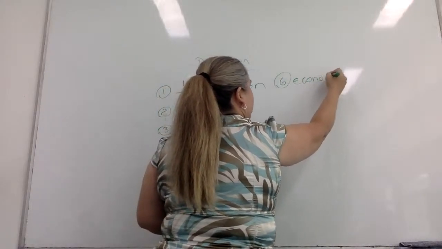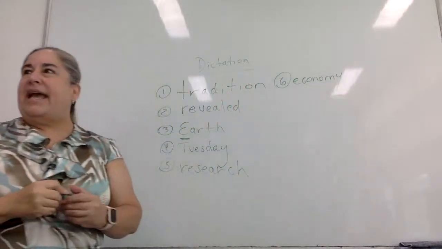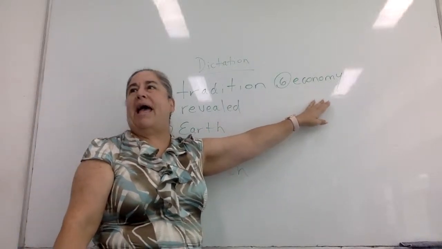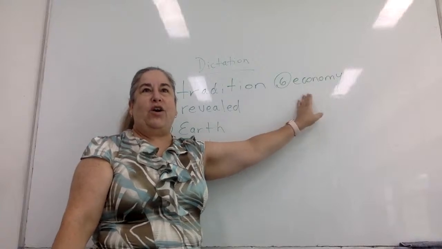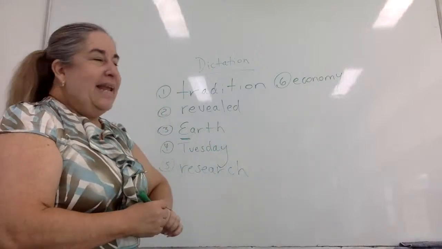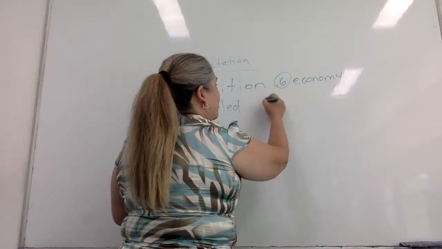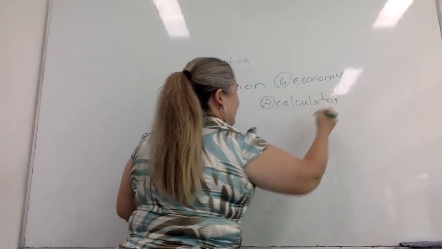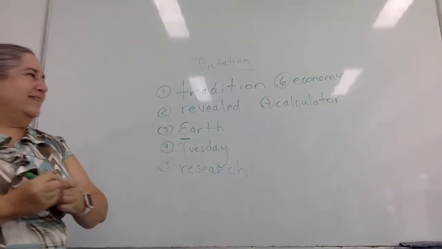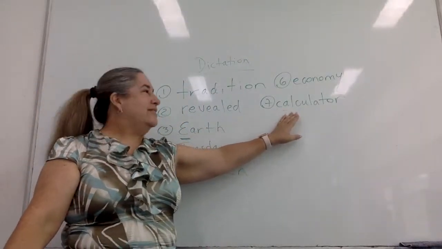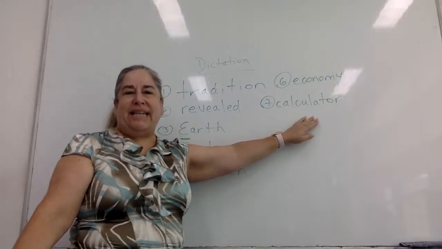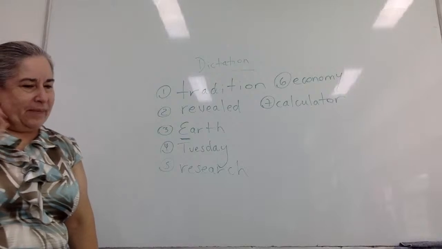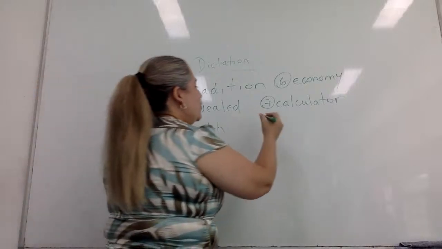Economy. Right? Economy, Zoe. So ECONOM and Y. Economy. Next one, easy. Calculator. Very long word, calculator. So CALCULATOR, calculator. Yeah. The next one, drumstick.